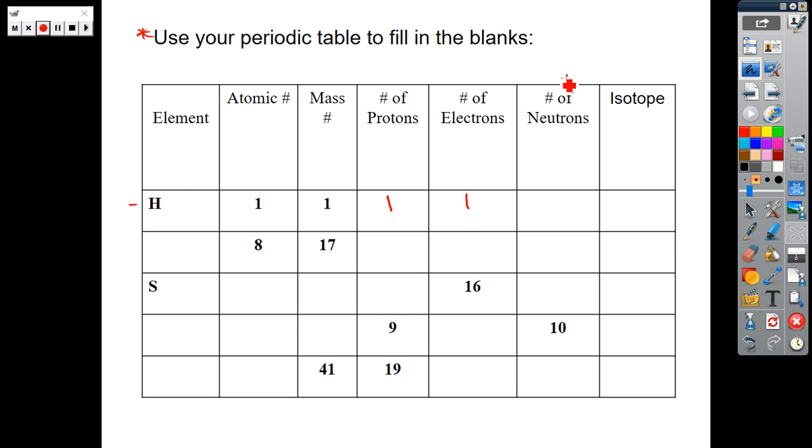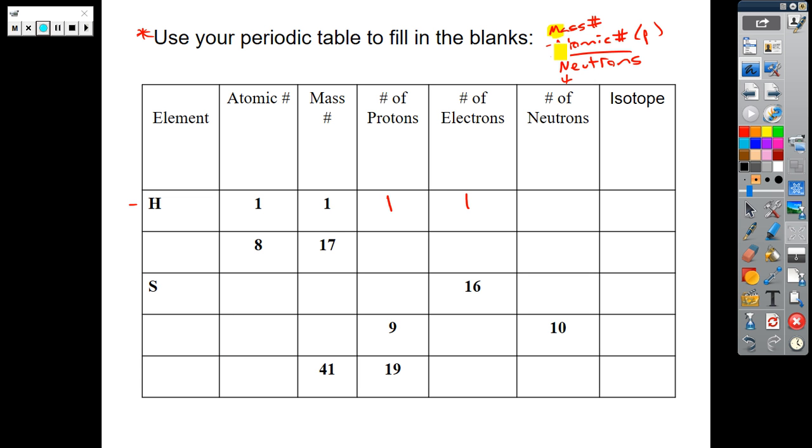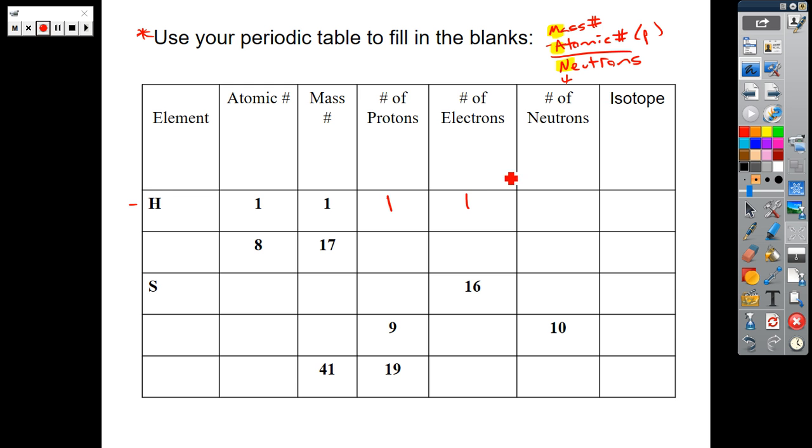Now, to get the neutrons, this is where we subtract, right? The mass number minus the atomic number, or the mass number minus protons, is going to give you the number of neutrons. I've heard people teach this way, and if you line it up like that, mass number minus atomic number makes neutrons. We call this the Mann equation. But that's an easy way to remember how to get your neutrons. Just mass number minus atomic number gives you neutrons. Well, in this case, mass number minus the atomic number, or mass number minus protons, 1 minus 1 means this atom doesn't have any neutrons in it.